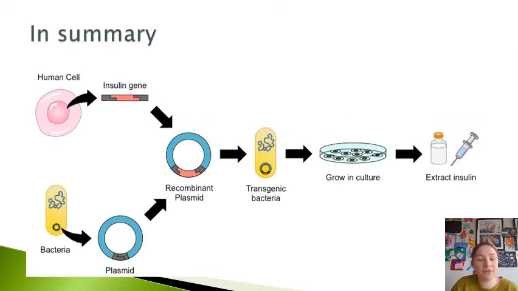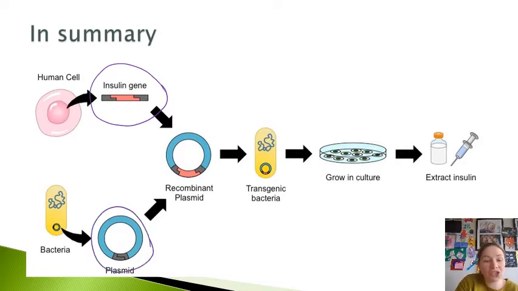Here's a summary of this process. So we've got a human cell, and from that we've extracted an insulin gene. That insulin gene has been inserted into a plasmid that's been extracted from a bacterial cell. When we insert the gene into the plasmid, it becomes what we call a recombinant plasmid, a plasmid that's had a gene inserted into it.